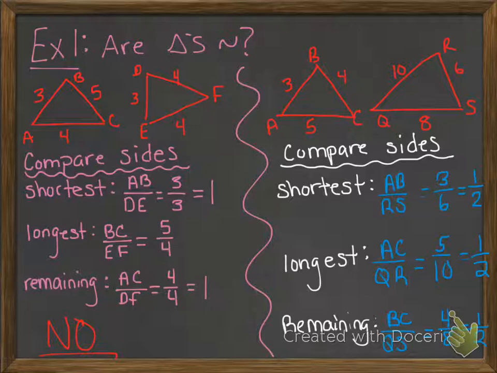What do you notice about all three ratios? They're all 1/2. So what do I know about my triangles? Good. Are we okay? Do you have any questions?